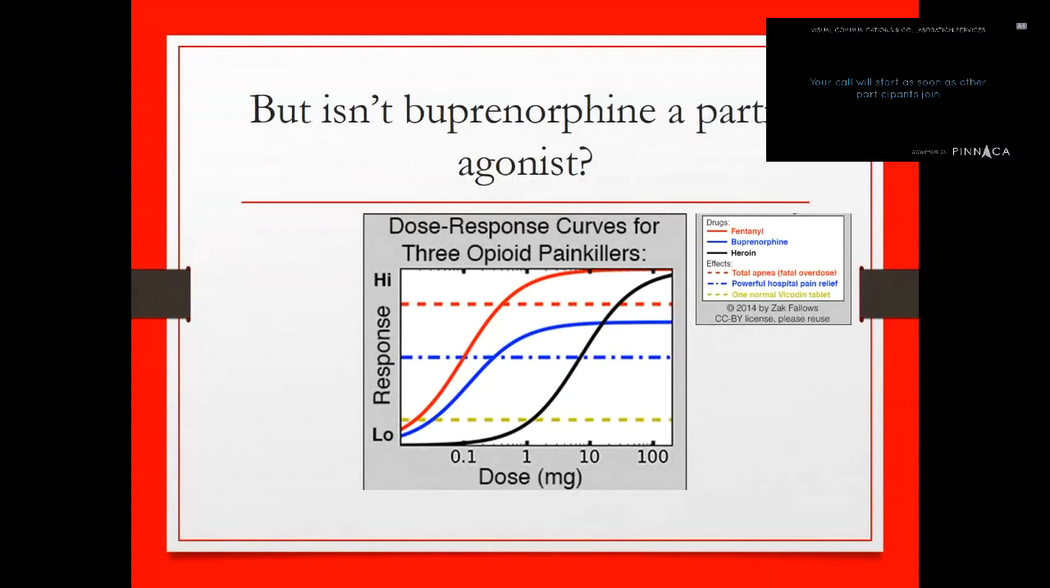In animal models, the ceiling effect for analgesia seems to be at somewhere around 3 milligrams per kilogram. So that's a much, much greater dose, an order of magnitude greater than is used for treatment of opioid use disorder.